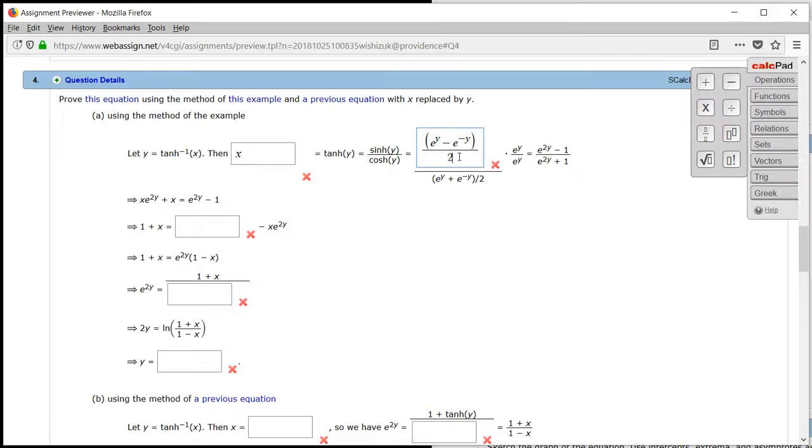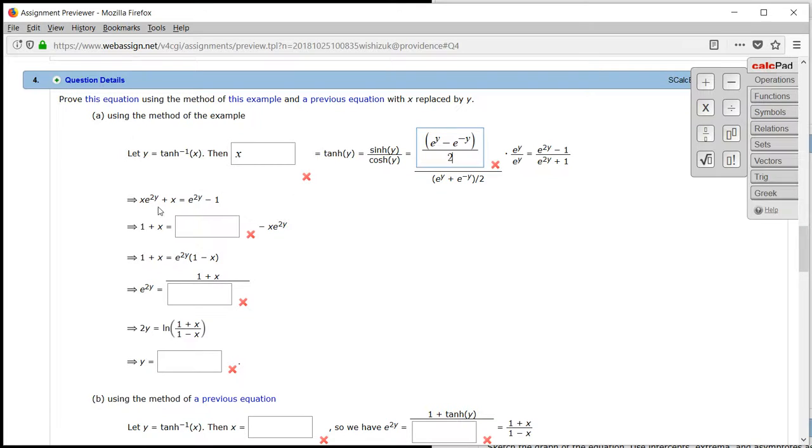Then you can cancel out the twos on top and bottom, and then we multiply by e to the y. So you're going to get this expression right here. Then what you do is multiply both sides by e to the 2y plus 1. The left-hand side is x times that, and the right-hand side is just the numerator. So we have that.